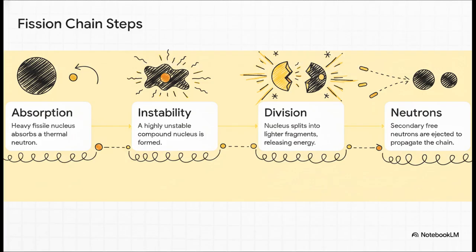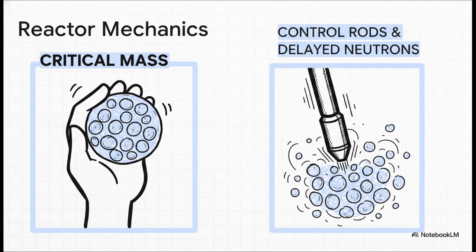Those secondary neutrons act as the spark for the next generation of atoms, kicking off a continuous, self-sustaining chain of splitting nuclei. So the crucial point here is, how on earth do we control this without causing a massive explosion? Well, for a chain reaction to sustain itself, you need a critical mass. For U-235, that's a dense sphere of about 15 kilograms, literally just the size of a tennis ball.